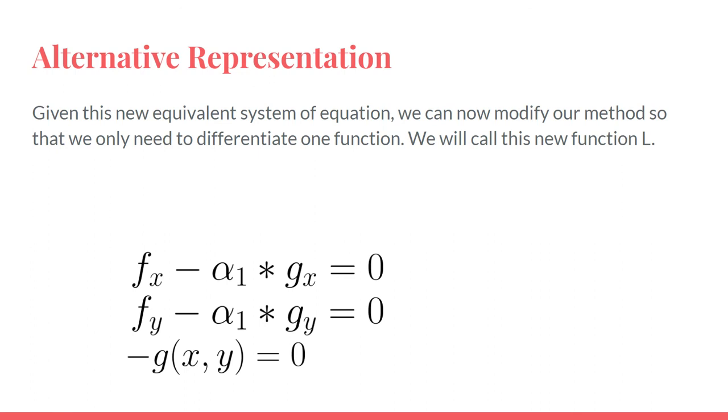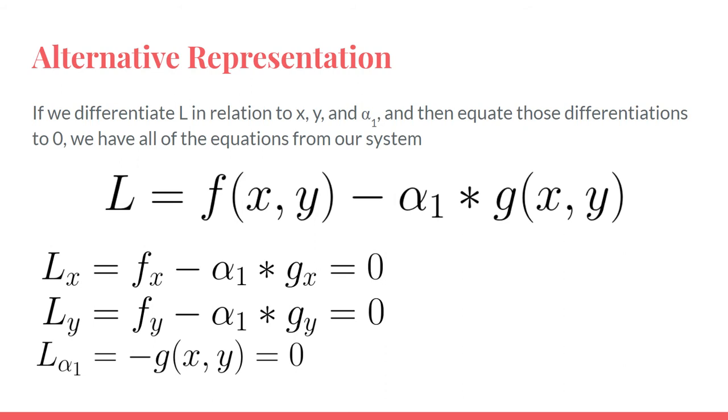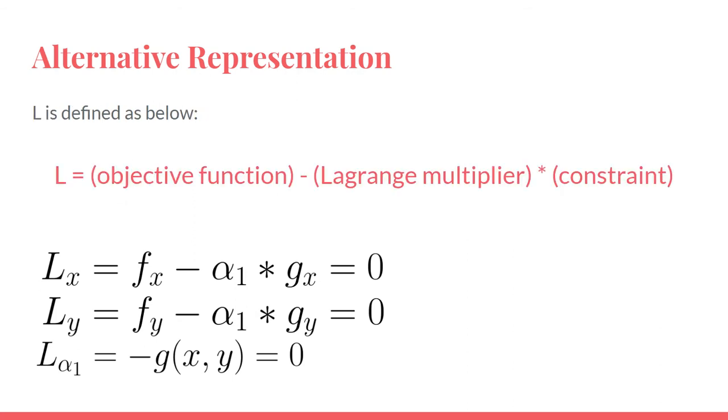Given this new system of equations, we will modify our method so that we only need to differentiate one function L instead of differentiating two functions f and g. This function L is determined by f minus alpha 1 times g. Note how L differentiated in respect to x is exactly equal to our first equation. Additionally, L differentiated in respect to y is also exactly equal to our second equation. Finally, L differentiated in respect to alpha 1 leads to our third equation. Thus, we can define L as our objective function minus alpha 1 times our constraint, for a more general definition.